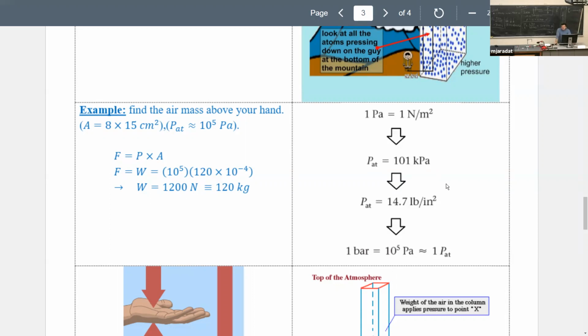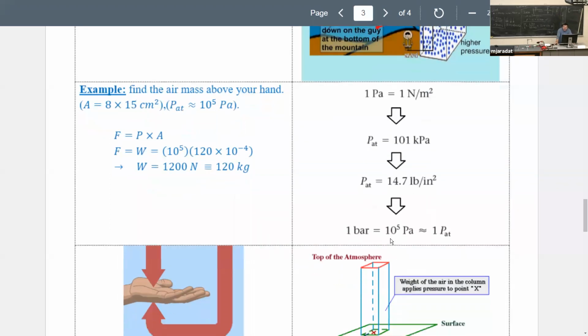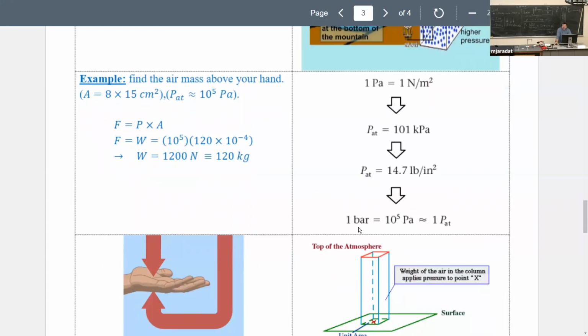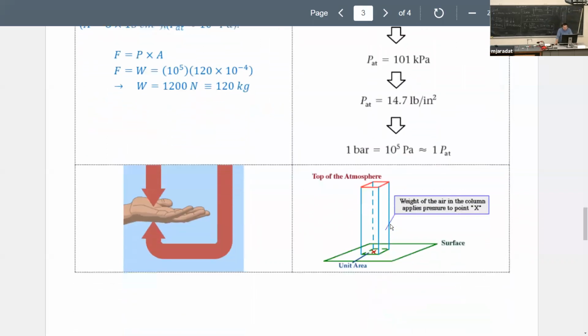There is another unit which is not important to us, which is pound per square inch. For each square inch on our hand, we have 14.7 pounds of air above it. And we have another measurement for the pressure, which is the bar. Each 1 bar is equal to 1 atmospheric pressure, which is 10 to 5 pascals, or 100,000 Pascal.